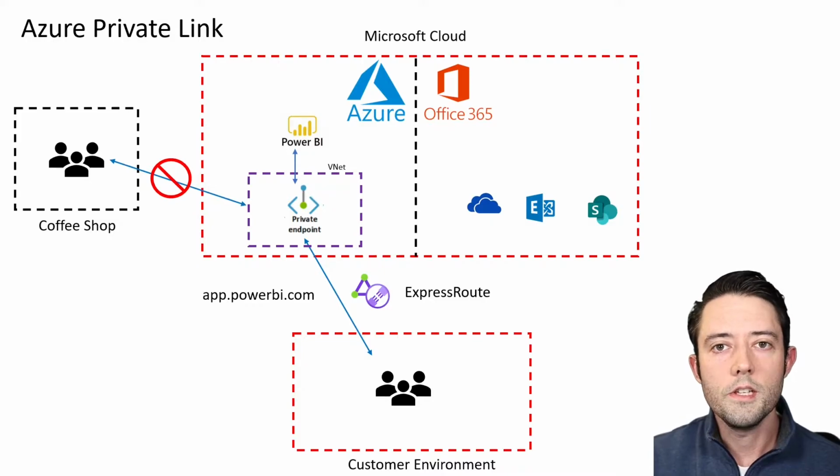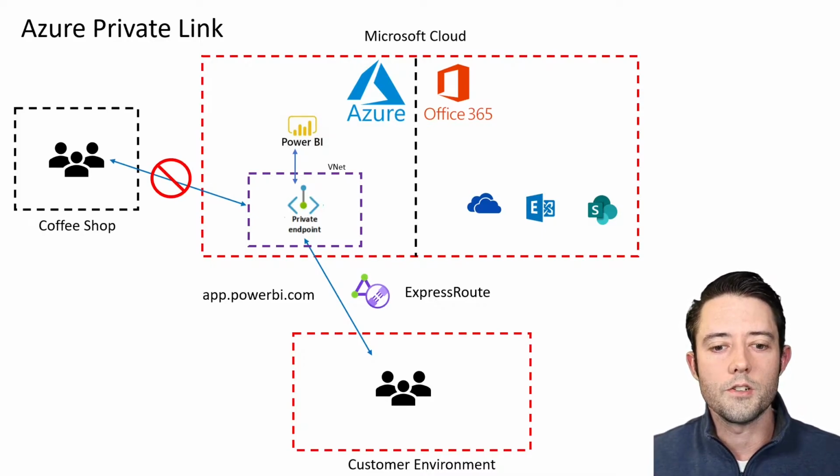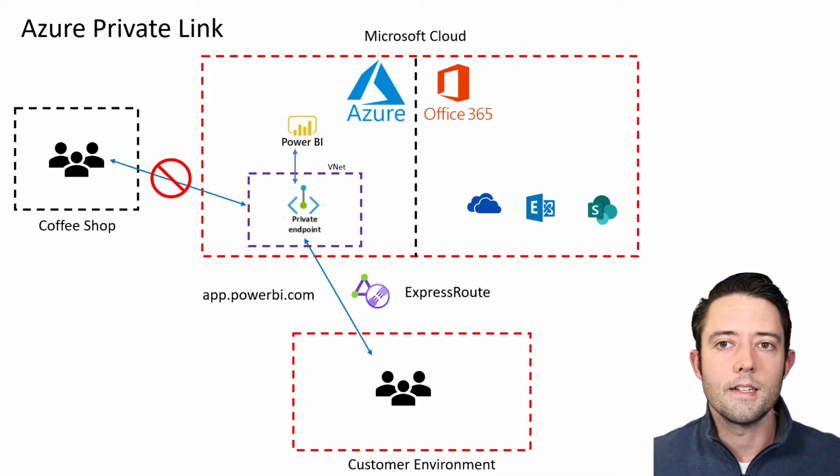Now, the first thing you can do from controlling how people get to the Power BI portal is leveraging something called Azure Private Links. Azure Private Links is not a Power BI specific thing. It's actually something you can use inside of Azure with other resources inside of Azure. And the way you configure this is that you create a VNET inside of Azure. And then inside of that VNET, you configure a private endpoint that then can get to the Power BI portal.